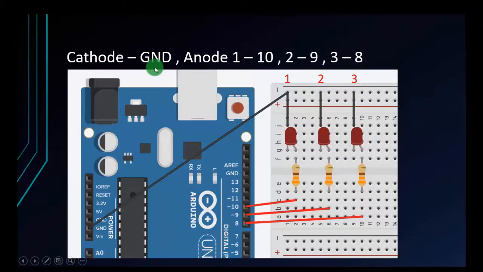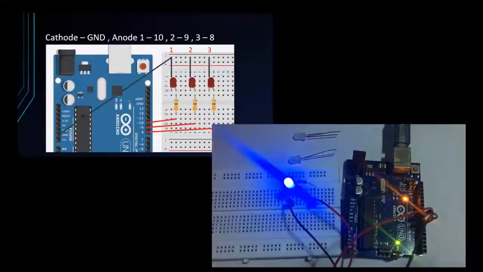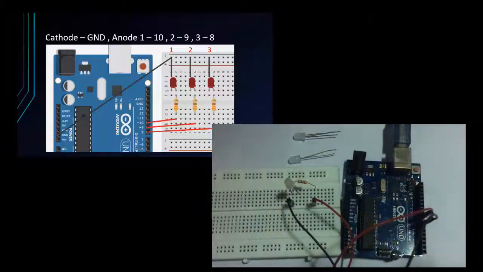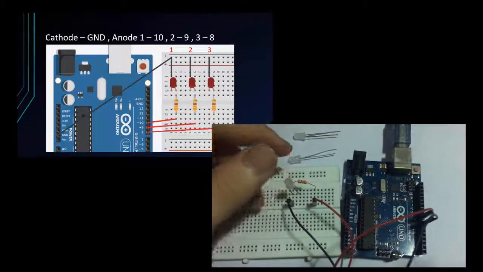I will connect GND to the cathode of the LEDs for ease, because I don't want to control two pins at the same time. I just want to control one pin, the anode. The anode of LED 1 I will connect to pin 10, the second to pin 9, and the last is pin 8. Right here, pin 10, pin 9, and pin 8. Now I will make a circuit like that. I will disconnect my Arduino first, and then connect like the diagram.